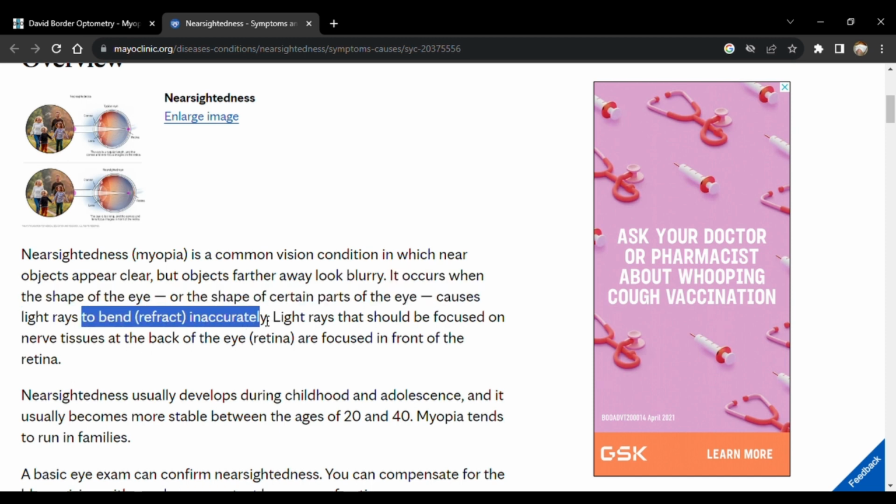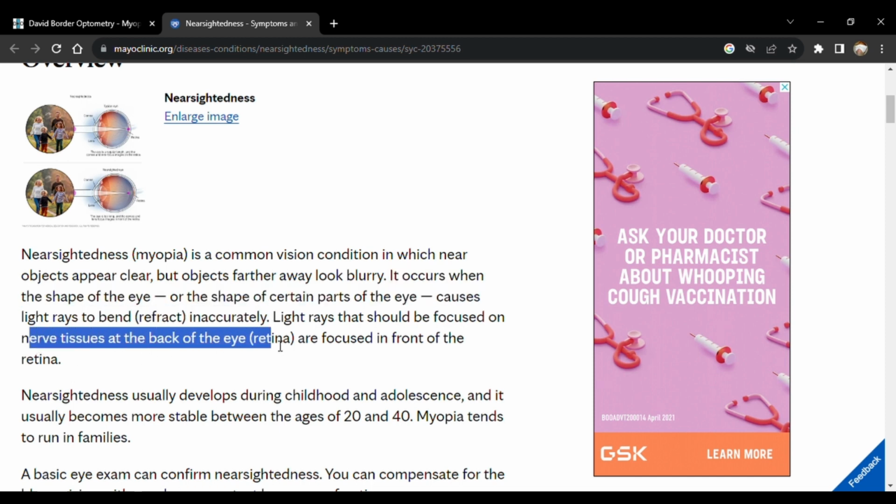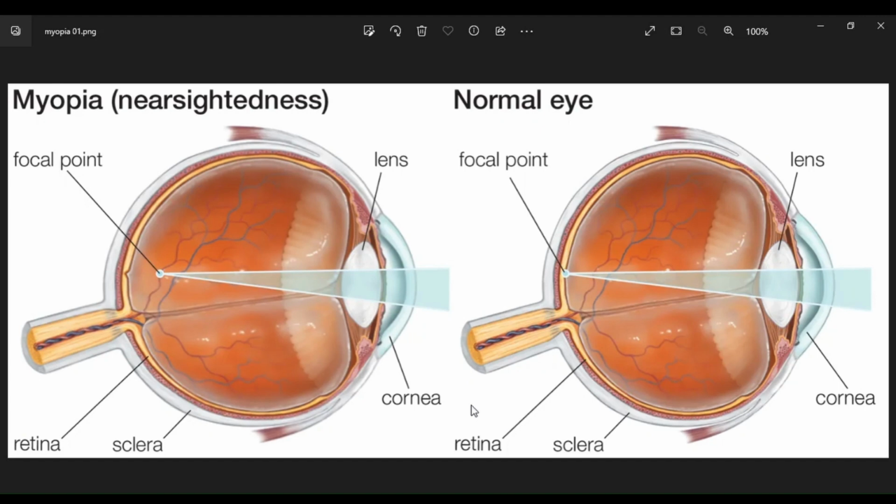Light rays that should be focused on nerve tissues at the back of the eye, the retina, are focused in front of the retina instead. Here is a picture of a normal eye. Here light is coming from the right side and focusing right on the focal point at the macula. This is a nearsighted eye. Light is coming from the far right and it comes to a focus at the focal point in front of the macula. So it didn't make it all the way back there.